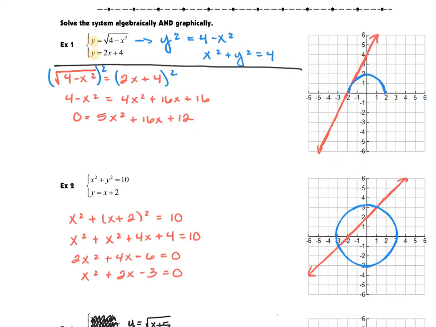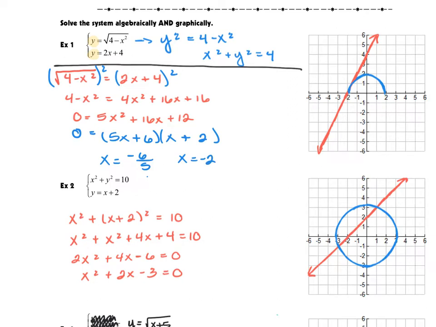Now, once I get that over to the right-hand side, I'm going to go ahead and try to factor this. And this problem does, in fact, factor. So if I factor this, I'm going to get a 5x plus 6 and an x plus 2. That, of course, will give me an x equals negative 6/5 and an x equals negative 2.